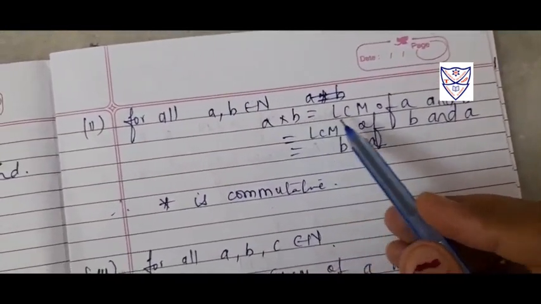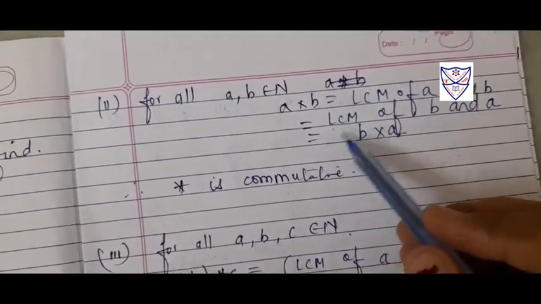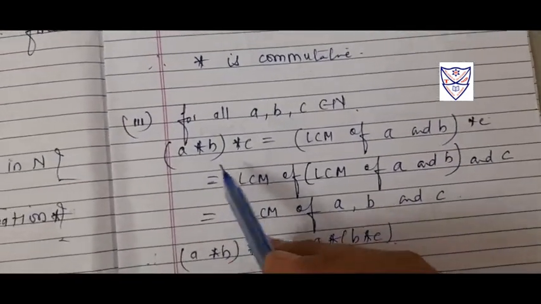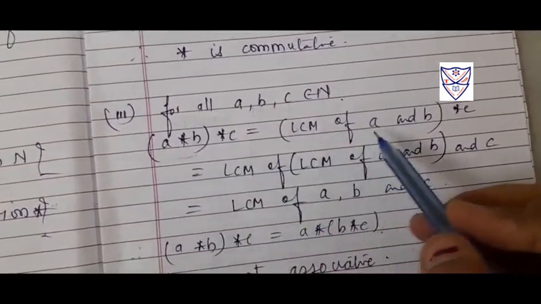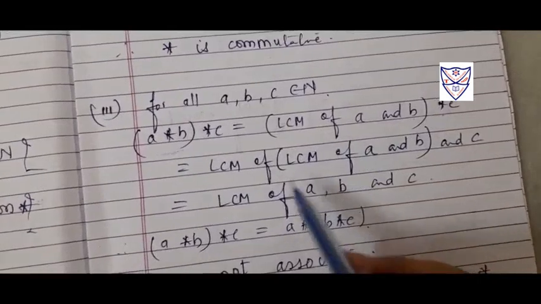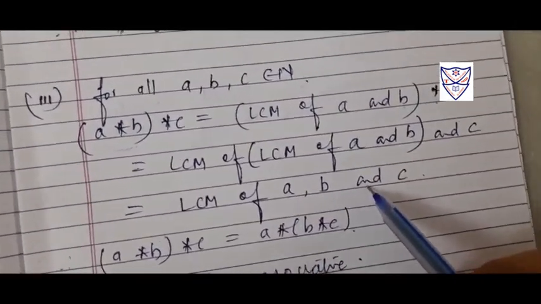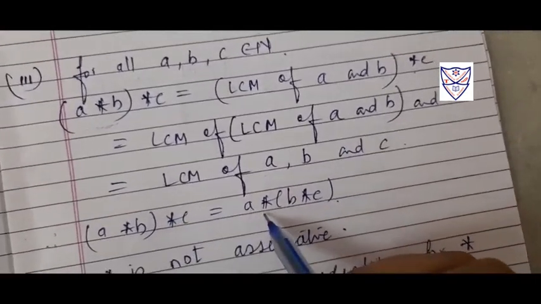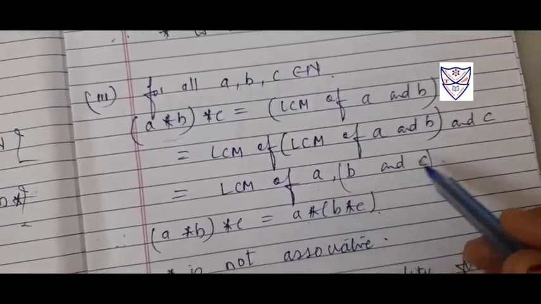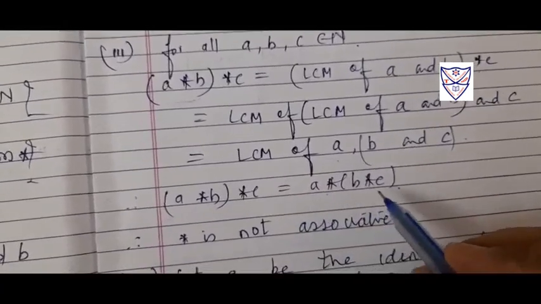Now for all a, b belongs to N, a binary with b is the LCM of a and b, which is equal to the LCM of b and a, so it is b binary a, so it is commutative. Now we have to check for associative also. So first we'll take LCM of a and b with c. So LCM of a and b and LCM of a and c, which is equal to LCM of a and LCM of b and c. So here we are getting that it is not associative.